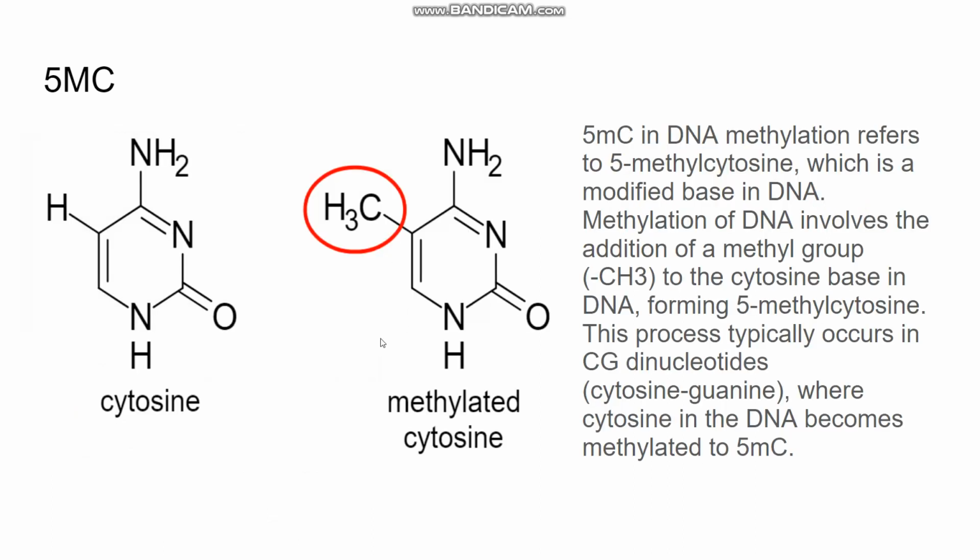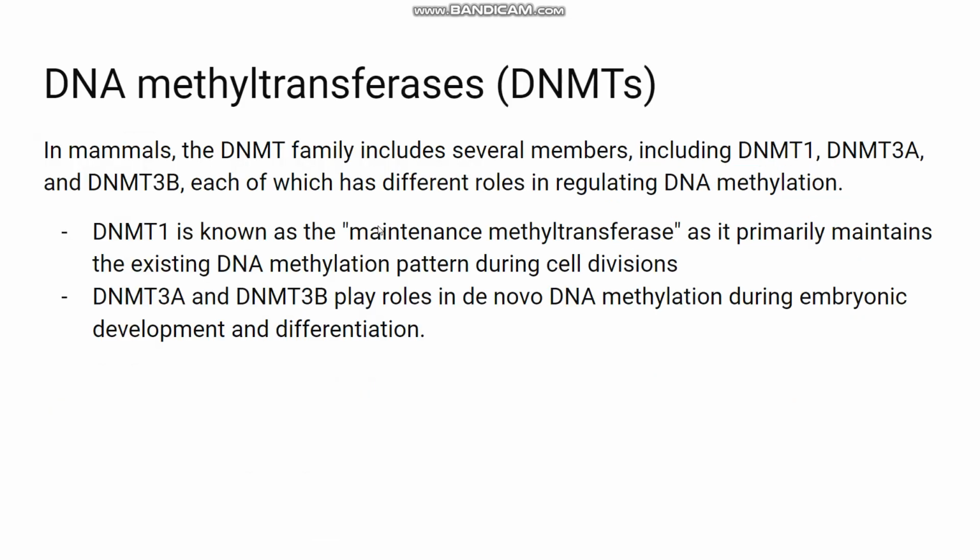Now you might ask, well, how do we add a methyl group to a cytosine? How does it occur? Well, it is catalyzed by enzymes. These enzymes are called DNA methyltransferases, or DNMTs in short. We say DNMT1 and we say DNMT3A and DNMT3B. So these are the main ones we're talking about.